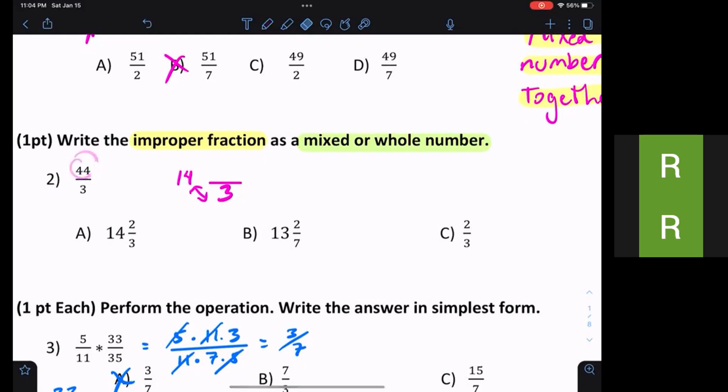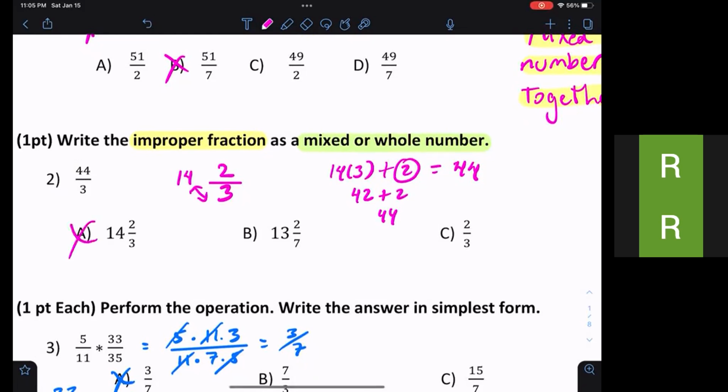So if you think about it, you do 14 times 3 plus 2, right? Because you need to get to 44. We don't know this number technically, but we know that we need to multiply that whole number times that denominator. So that's going to be 14 times 3, and that's going to be 42, right? But I need to add this guy. So that guy should be 2, because that's what we're looking for. So that means that this number should be 14 2/3.